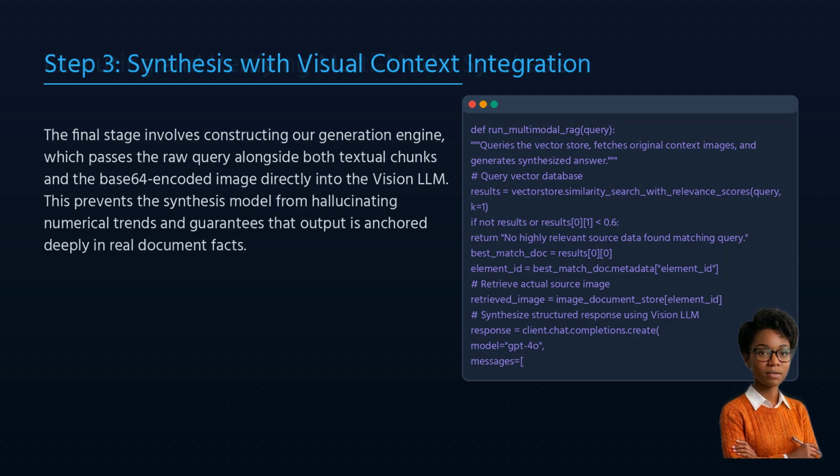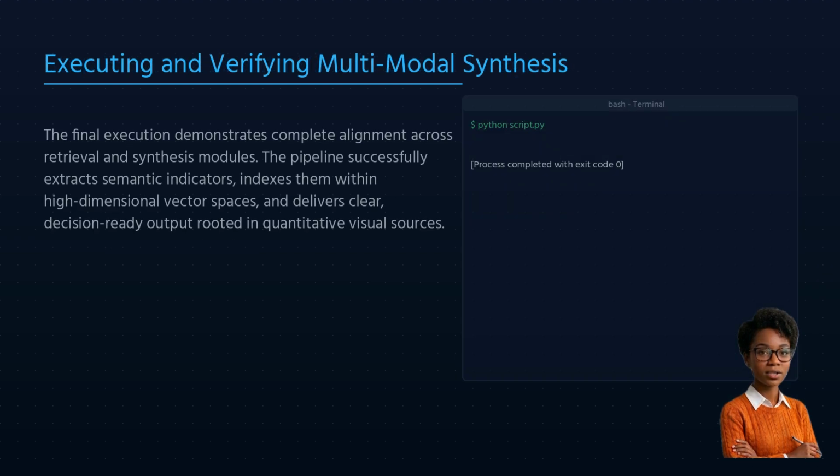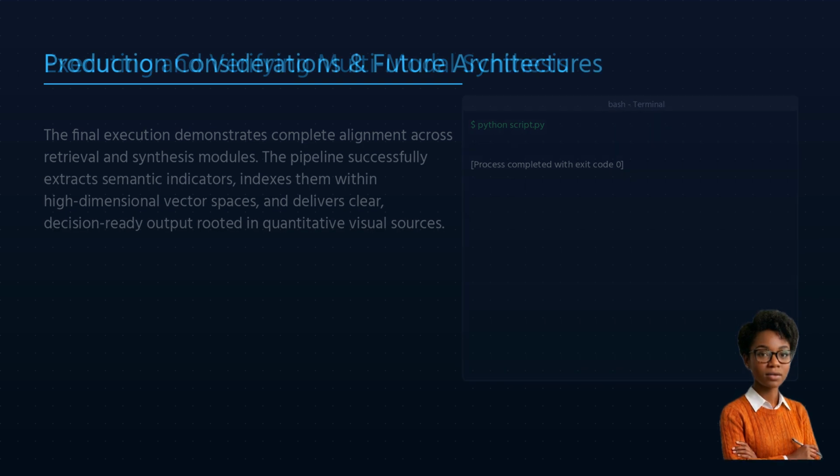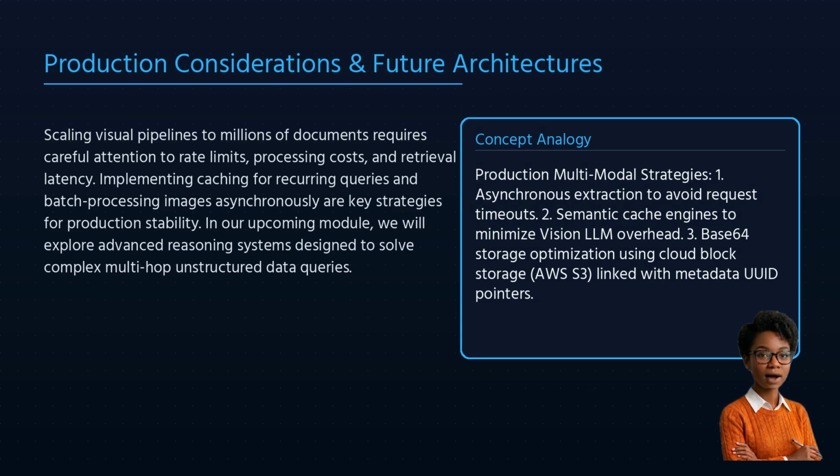Let's check the terminal logs for our test query. It returns a perfectly structured explanation comparing Q3 revenue numbers directly from our chart. No hallucinations, no layout parsing issues, just exact visual-based factual reasoning. To handle large-scale datasets, always optimize your token sizes and run asynchronous parsing queues.